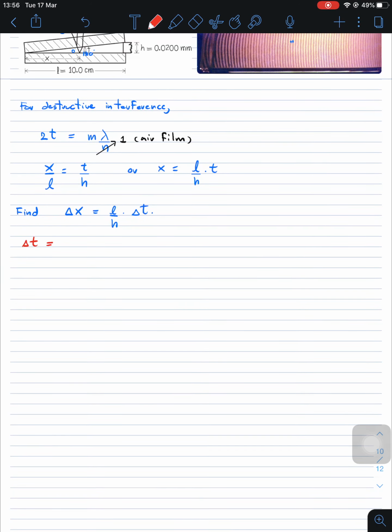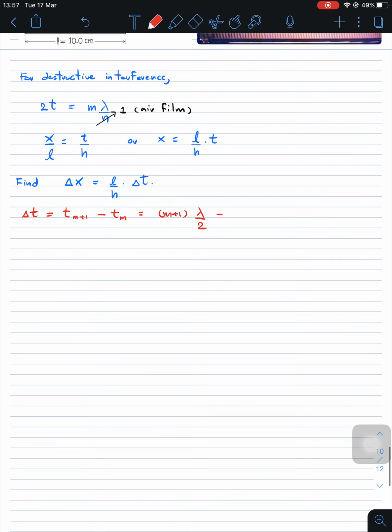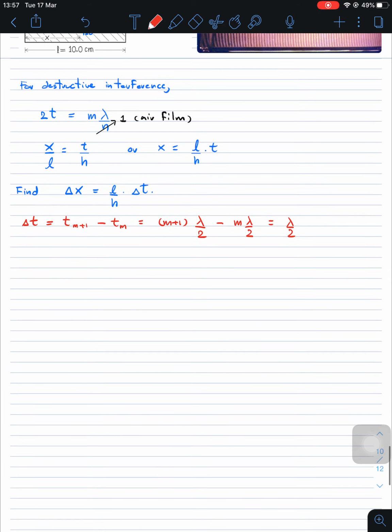right, is going to be equal to, okay, the m plus 1 lambda over 2. No, let me just write this way. It is equal to the t at the order of m plus 1, and then minus the t of order m. Okay, equal to the m plus 1 lambda over 2, right, and then minus m lambda over 2. So then equal to lambda over 2. Now we can just plug this delta t into this equation. So then we can get that the delta x here is going to be equal to L over H, right, and then times lambda over 2.